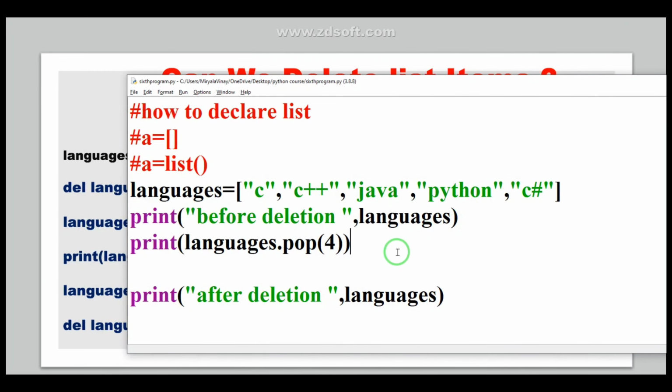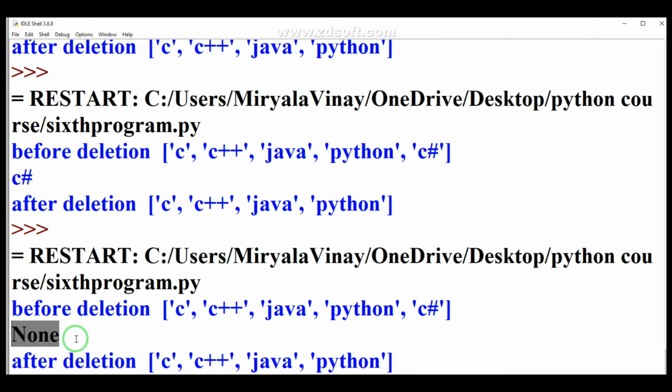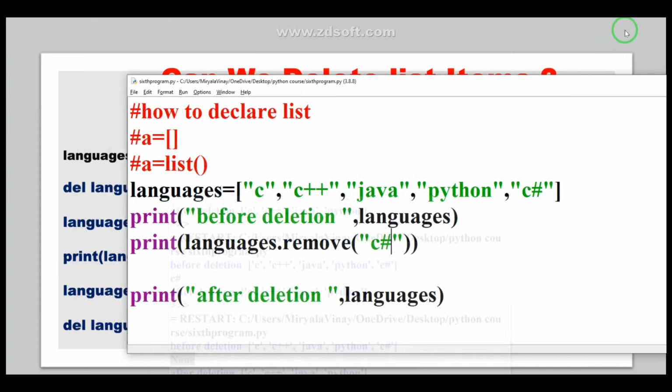So this is the special case that is different from remove and del. Remove and del will return none, let me show. Remove something, I want to remove C hash only. You can understand the difference. I was telling that the pop method returns the deleted element. When I use the remove method and try to print, you can see the output is none, means it returns a none value. So that is the difference between pop, remove and del keyword.